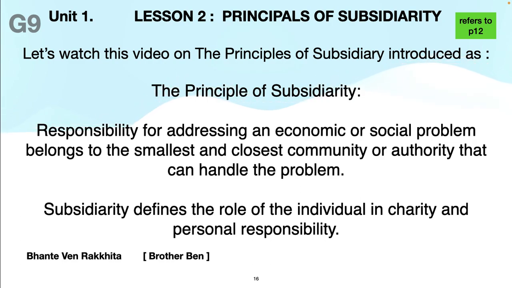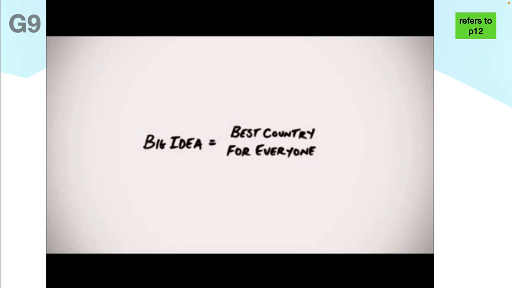Should be subsidiarity, introduced as the principle of subsidiarity, responsibility for addressing an economic or social problem that belongs to the smallest and closest community or authority that can handle the problem. Subsidiarity defines the role of the individual in charity and personal responsibility. Okay, now let's watch.